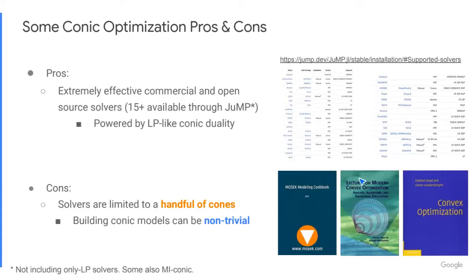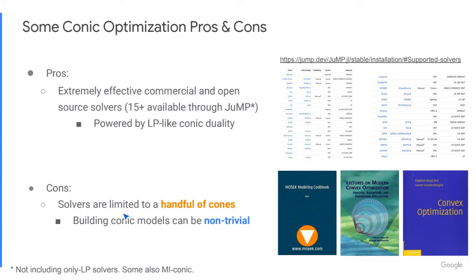Now, what's the advantage of doing this? There's many. I'll mention the main one, which is that now there are extremely effective commercial and open source solvers for conic optimization. There's at least 15 in JuMP. In addition, there's versions for mixed integer conic optimization. And one of the things that makes these solvers so stable and effective is that conic duality is very powerful and nice. It's very LP-like. So that allows us to develop nice and effective interior point algorithms.